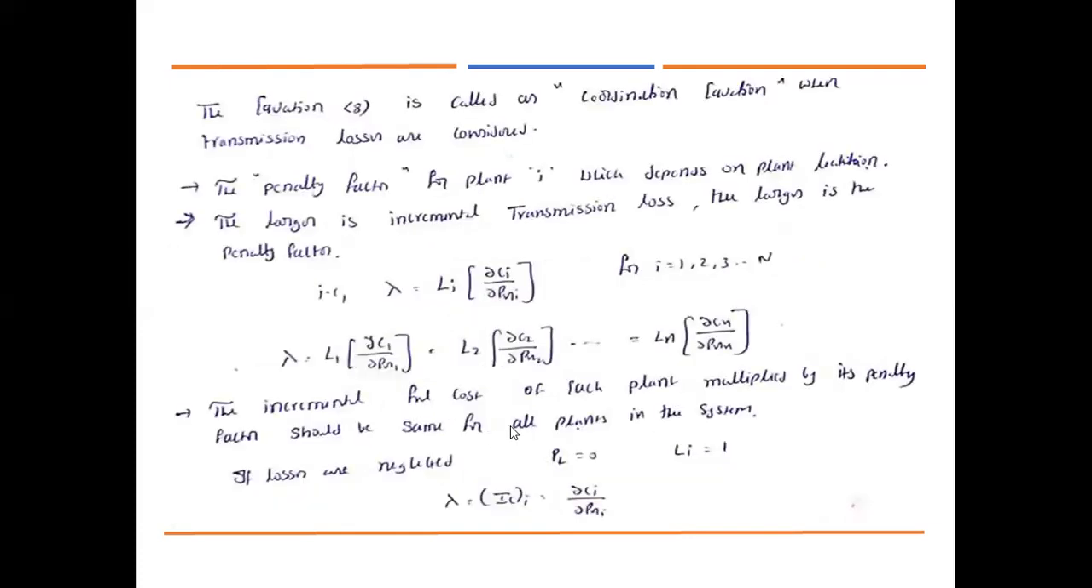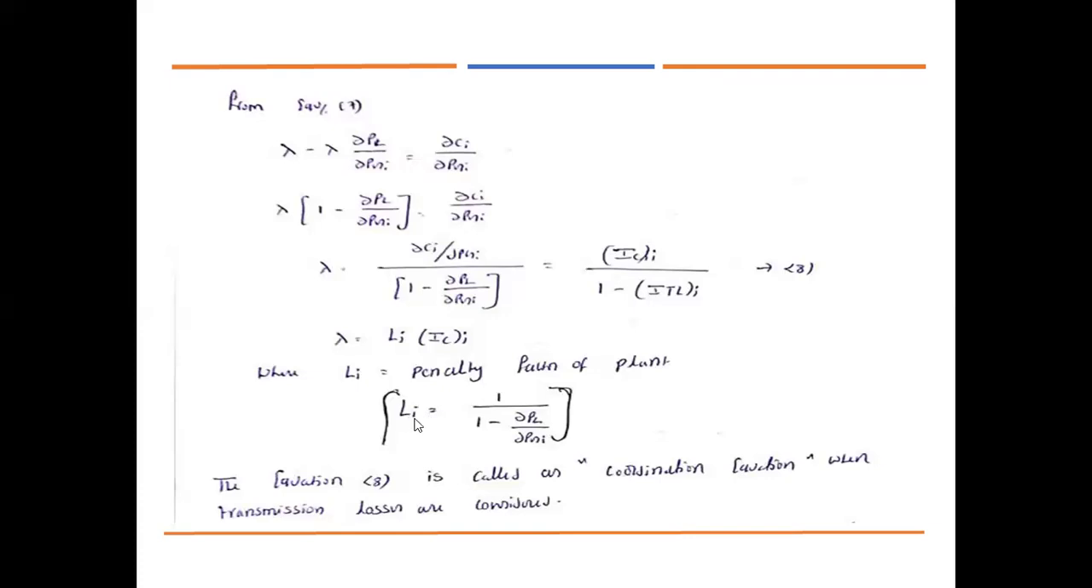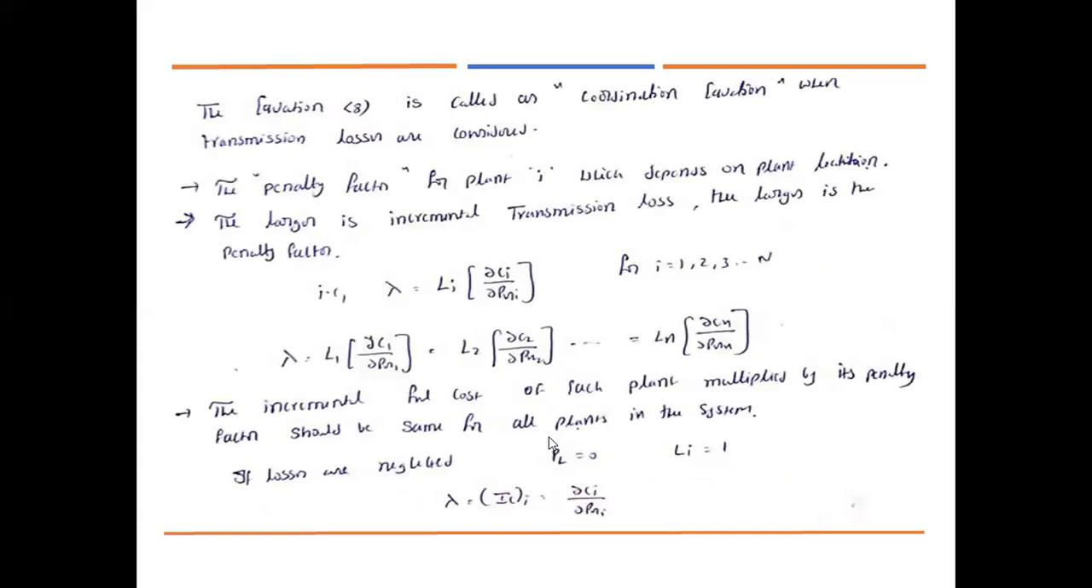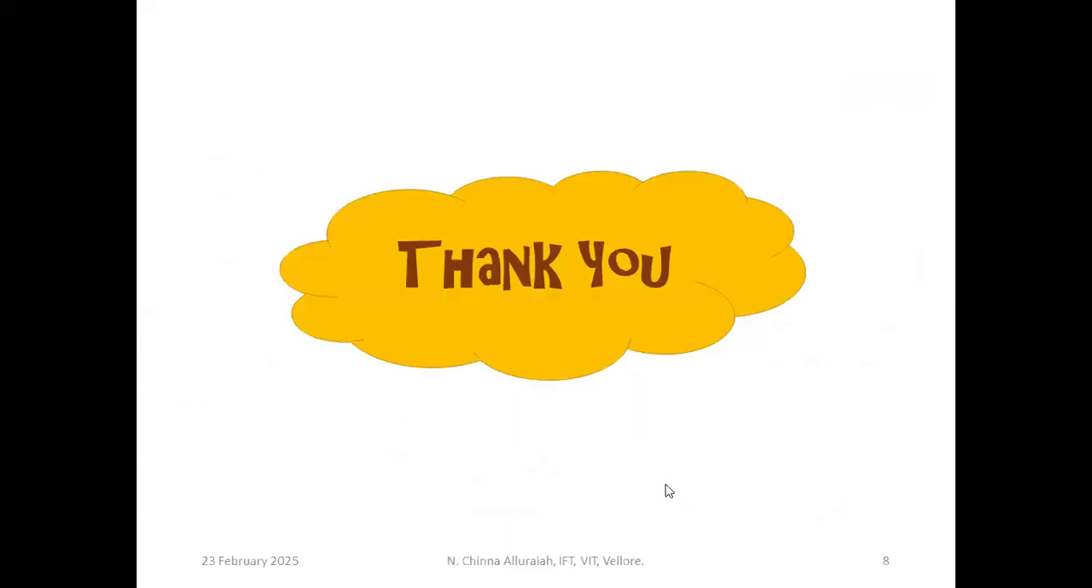This Li is nothing but the penalty factor for the ith power plant. For the first power plant, L1 equals 1 by 1 minus dou PL by dou Pg1, and for the second power plant, L2 equals 1 by 1 minus dou PL by dou Pg2. Similarly, this penalty factor equation is the same for all power plants present in that particular power system. At optimal dispatch, all penalty factors are equal. That's why, if there are two power plants, L1 equals L2, like that. Now we need to consider this for the optimal dispatch problem. Thank you for watching.